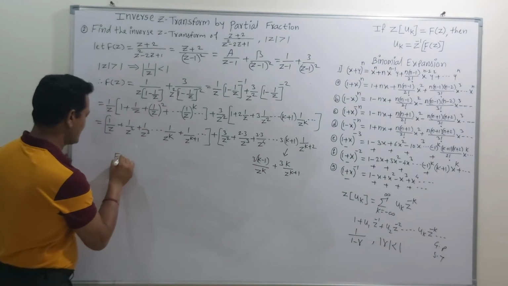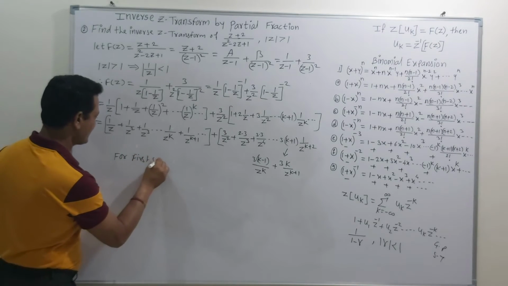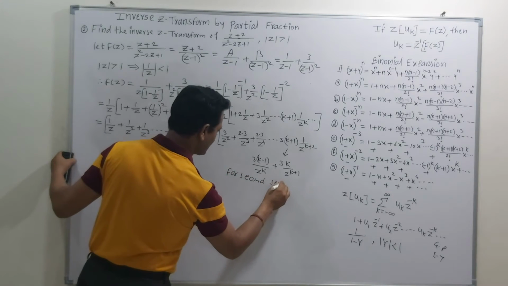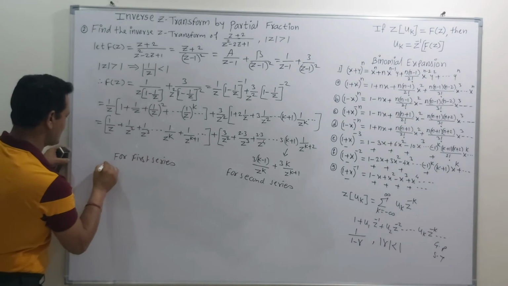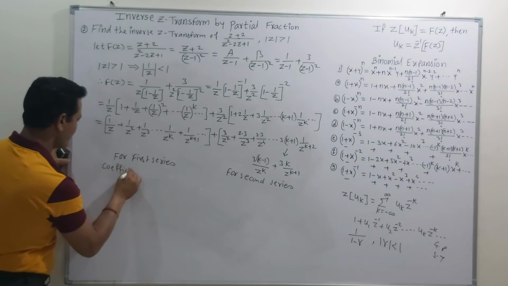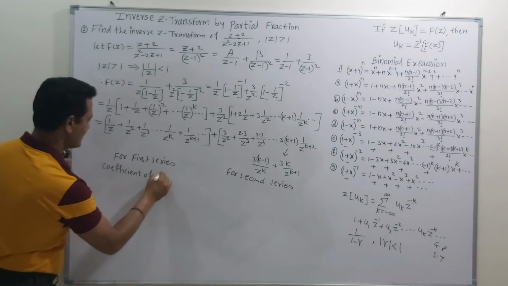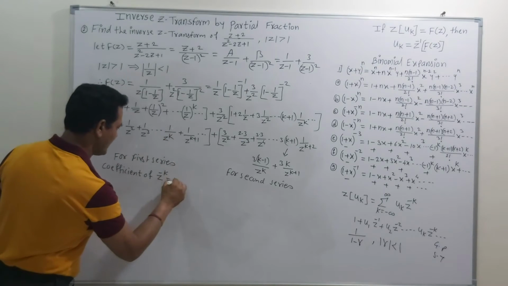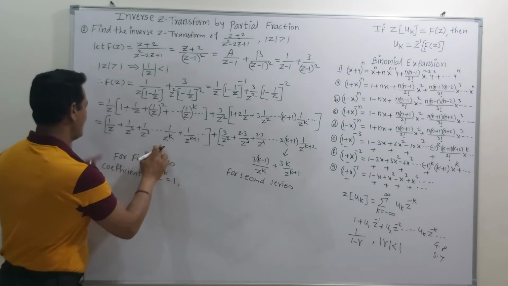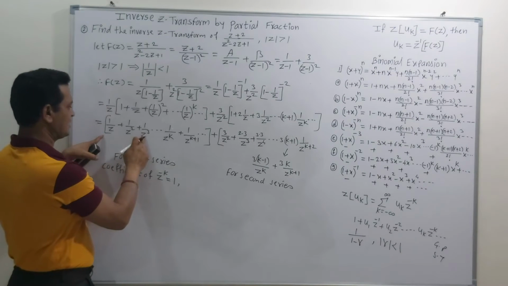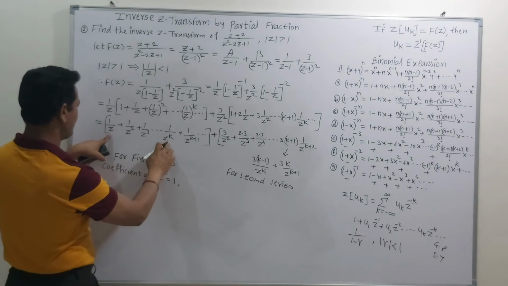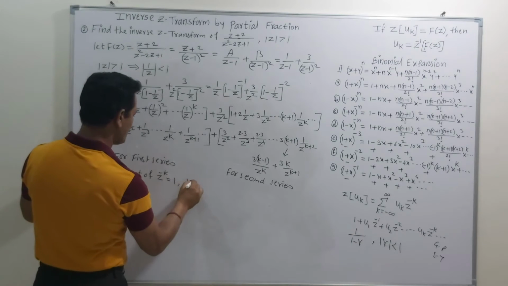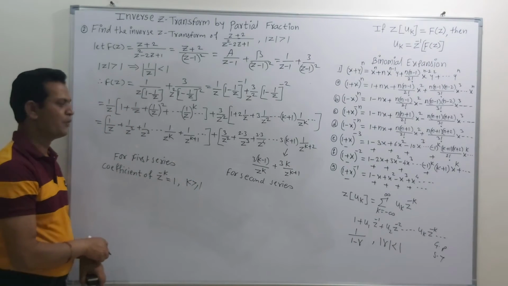So for the first series and for the second series, for this first series, the coefficient of z raised to minus k is 1. Again, find the condition on k in such a way that we get this as the first, this as the second, this as the third and so on. It is possible when we put k equal to 1, 2, 3 and so on up to infinity. That means the condition on k is that k is greater than or equal to 1.